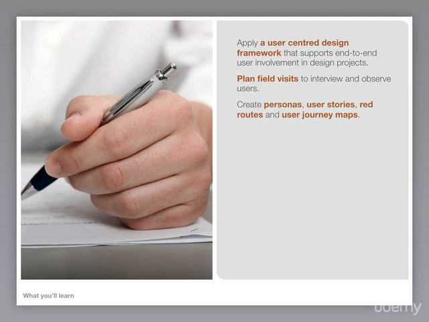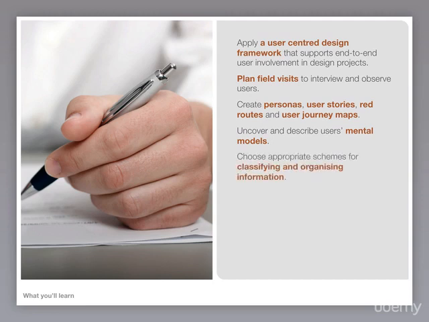We'll then move on to explain how you can use the data from your field visits to drive design. Now, you're going to do that by creating personas, user stories, red routes, and user journey maps. And this course will show you how to create those things, and you'll create your own versions of these as part of the course. Now, one element of understanding your users is uncovering and describing their mental model, the way they think of the application domain. So we'll cover that too.